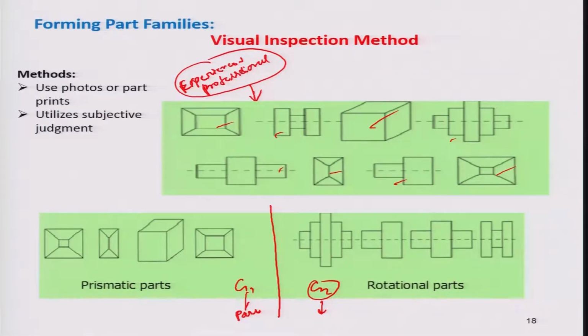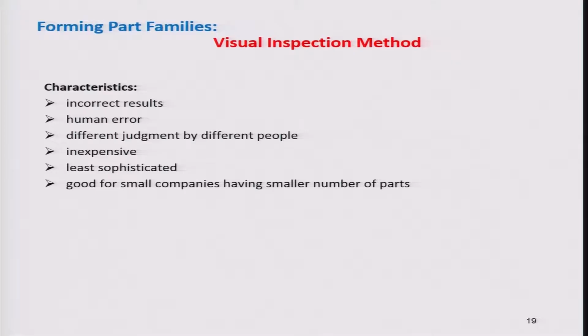It is a very fast process, but if a large variety of parts are available in a workshop, it is very difficult for an engineer to distinguish all the parts into different groups. Very experienced professionals are required, and sometimes it results in incorrect results. Human error is possible, with different judgments by different people, because it is a completely judgmental process. It is inexpensive and very cost saving, least sophisticated and very fast, good for a small company having a smaller number of parts.